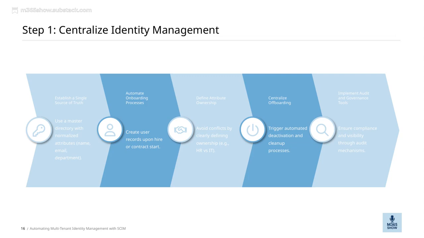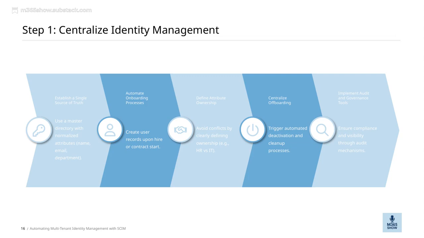Centralizing offboarding is also key. By clearly defining ownership, whether it's HR or IT, we can avoid conflicts and ensure that offboarding actions are handled consistently and efficiently. Defining attribute ownership is part of this process.